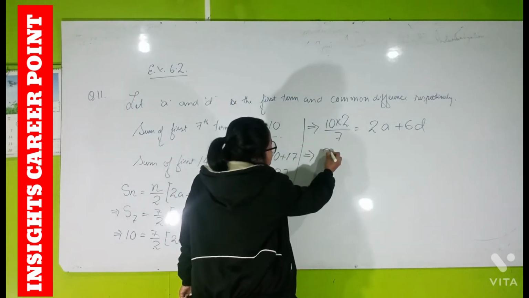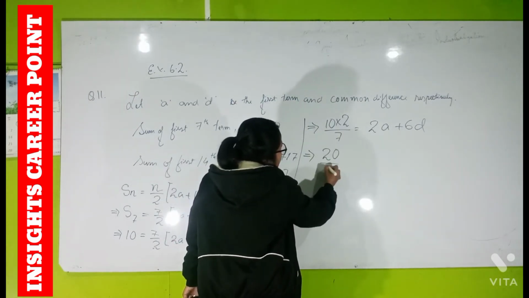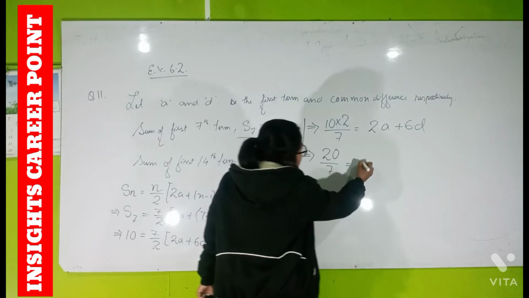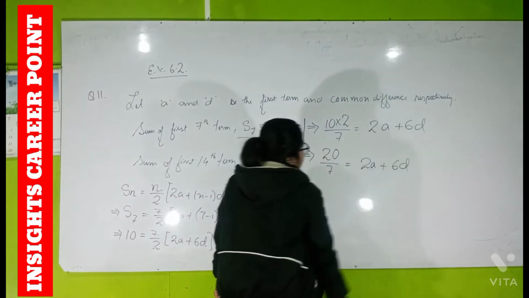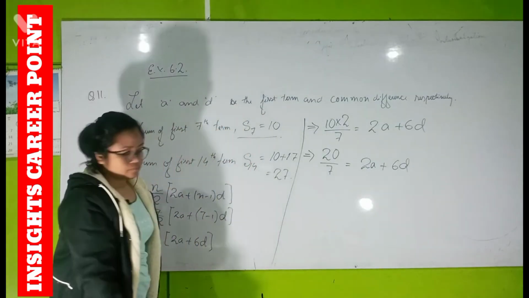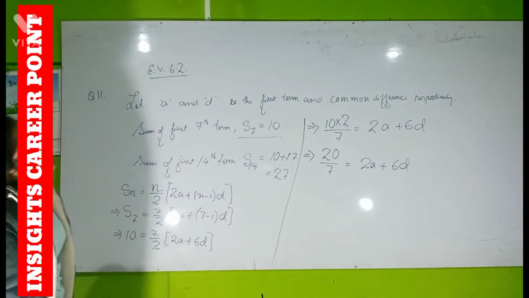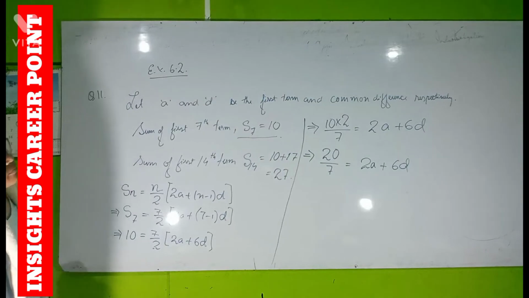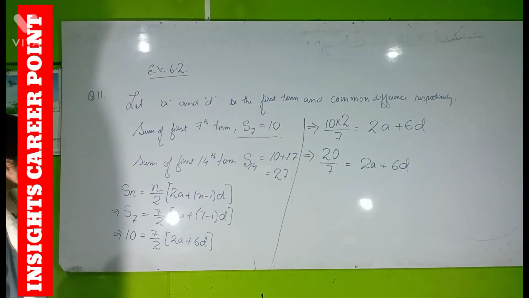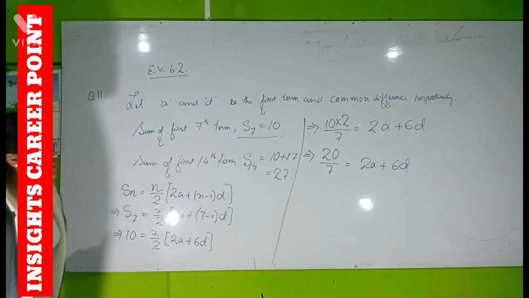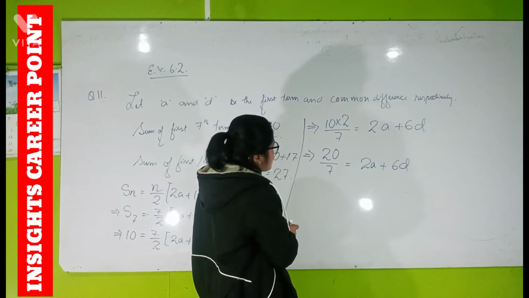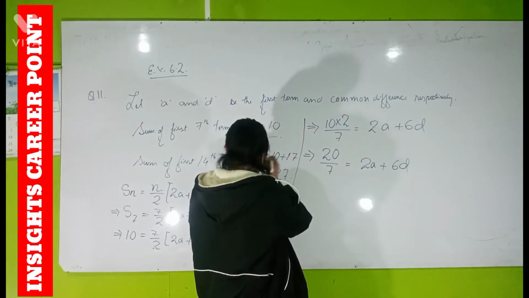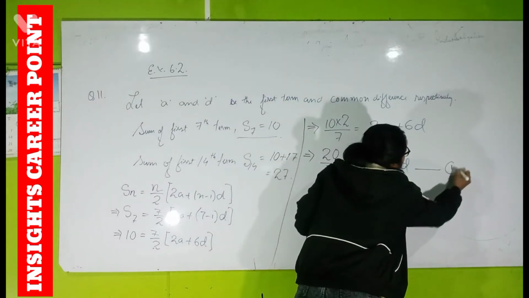What we got here? 20 by 7 equal to twice a plus 6d. We can solve further also, or we can leave it. We can put here equation number 1.